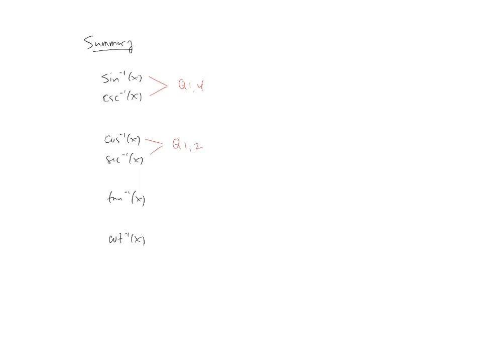Tangent, the inverse tangent we found was quadrant 1 and 4. And then inverse cotangent's actually quadrant 1 and 2. It's like that because of how the fundamental cycles for the originals are different. And those are the two that were a little bit strange compared to the other ones.